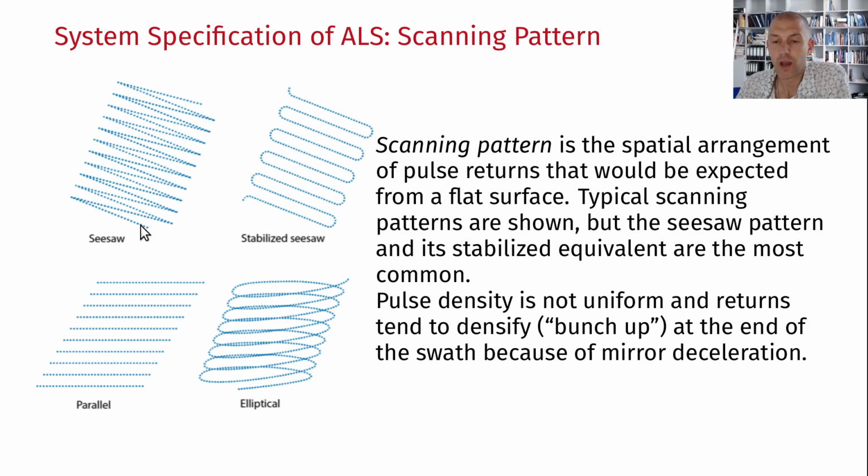What is important to realize is that this mirror, for the most widely used pattern, is not rotating at the same velocity, because when it reaches its turning point, it's slowing down as it has to change direction. So you actually end up getting a much higher point density towards the end of the scan line. This is what you refer to as points bunching up, because you're slowing down your mirror rotation while the scanning frequency, or the laser pulse frequency, of course, remains the same.